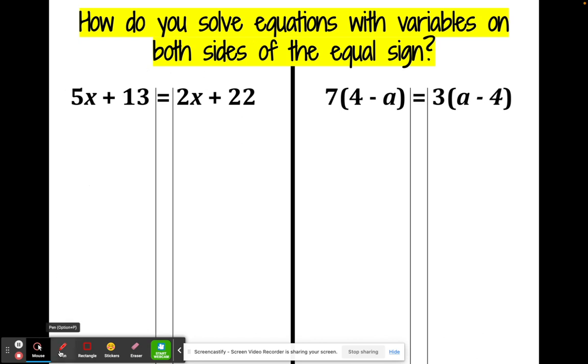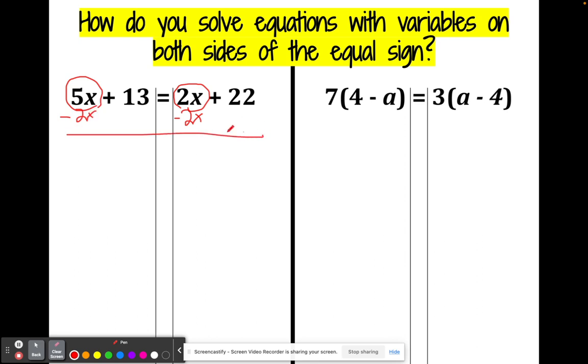Well, think of it as a party situation. In this case we want to go to the bigger party. So we want to move the variables from where there are fewer of them to where there are more. So I'm going to subtract 2x from both sides. We move them by adding or subtracting. Subtract 2x over here. And now all of my variables are on one side of the equal sign.